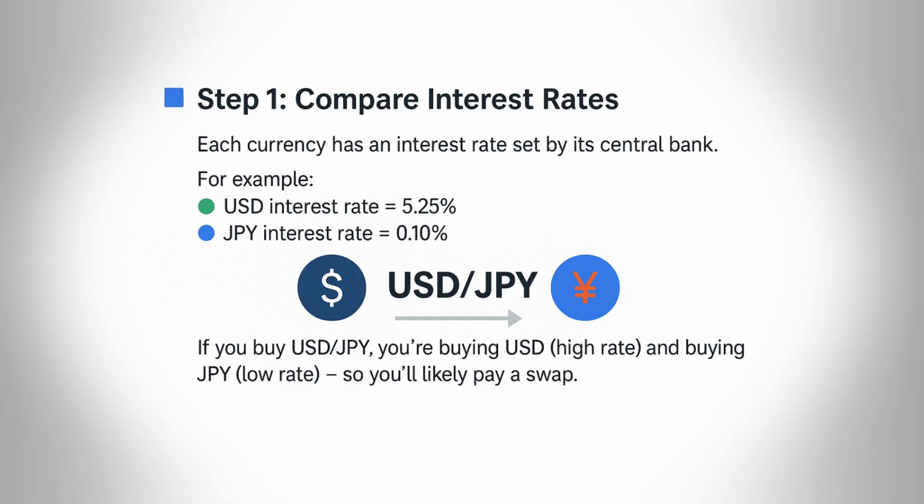If you buy USD JPY, you are buying USD and selling JPY. So you can earn a swap because USD has a higher interest rate. If you sell USD JPY, you are selling USD and buying JPY. So you are likely to pay a swap.